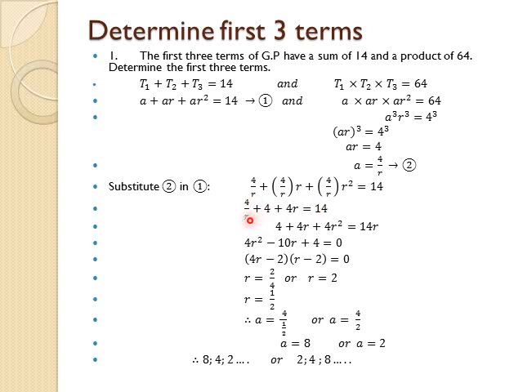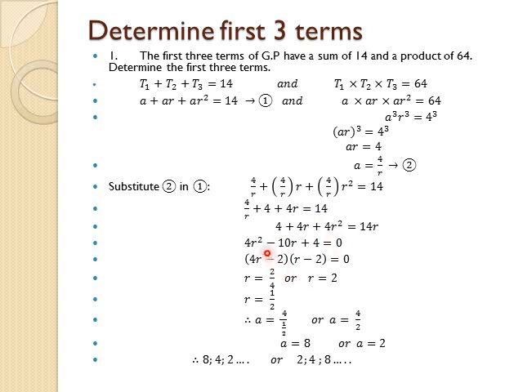Multiply the denominator away, it's an equation. So 4 times R gives me 4R, and 4R times R gives me 4R squared, equal to 14R. Write in standard form: I have 4R squared, 4R minus 14R would give me minus 10R, plus 4 equals 0.